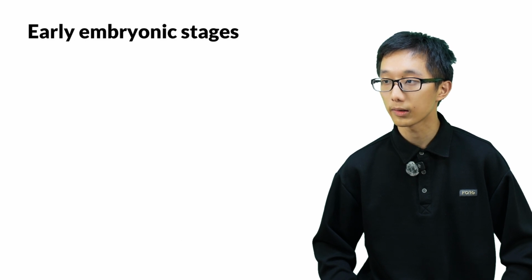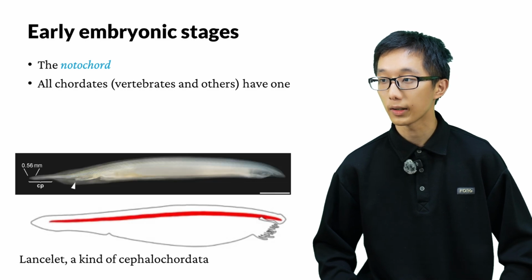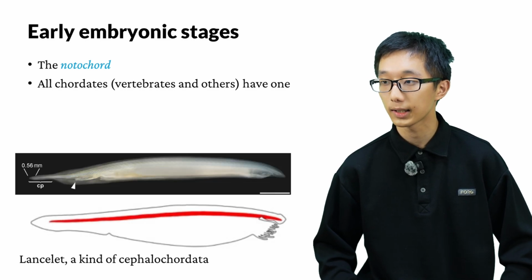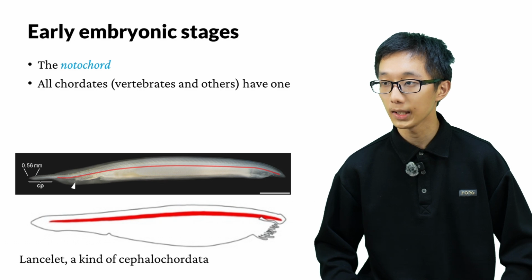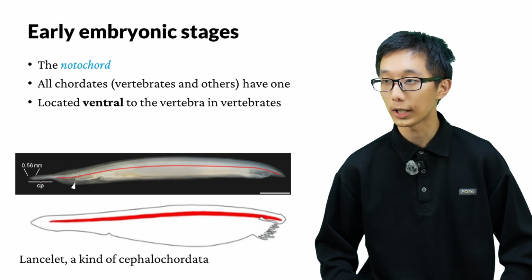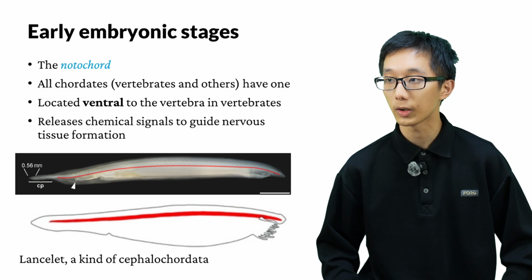The notochord is also an important structure. All chordates, including vertebrates and some other groups of organisms, have a notochord. For example, here, this is a lancelet. It is a kind of cephalochordate and is not a vertebrate. However, it still has a notochord. In vertebrates, the notochord is located ventral to the vertebral column. It releases chemical signals to guide nervous tissue formation.